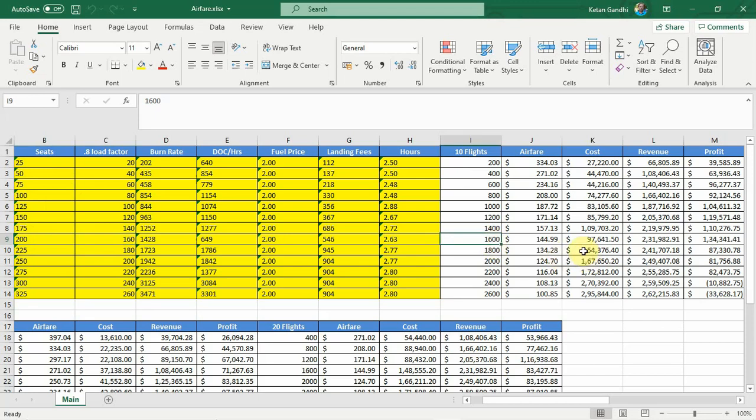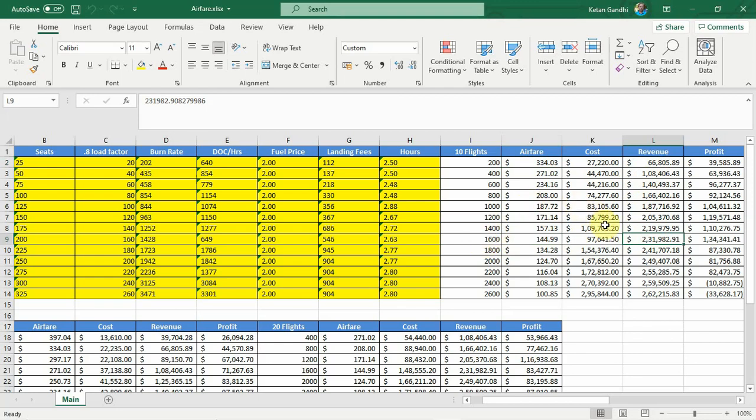Now the second calculated column is the airfare. How do you calculate the airfare? Airfare is calculated by revenue divided by demand. So revenue is here, we'll look at this particular revenue, and this is divided by the demand, that is 1600 passengers.